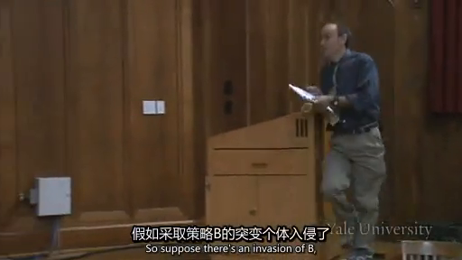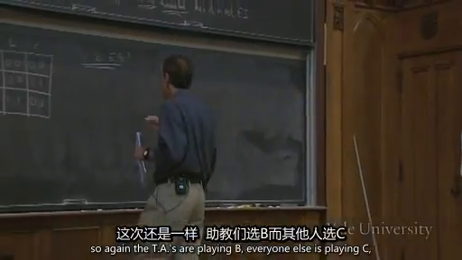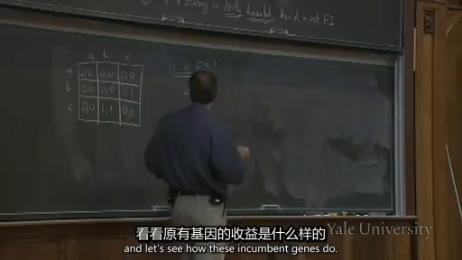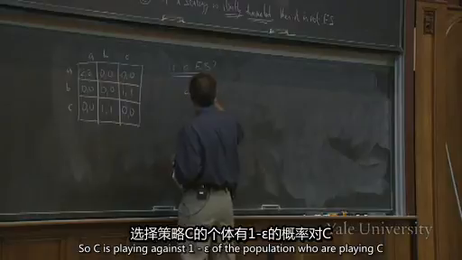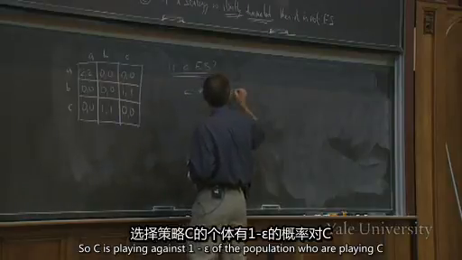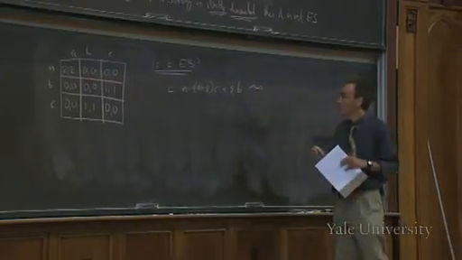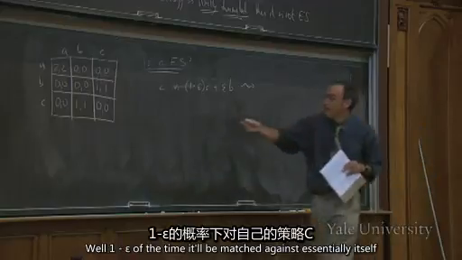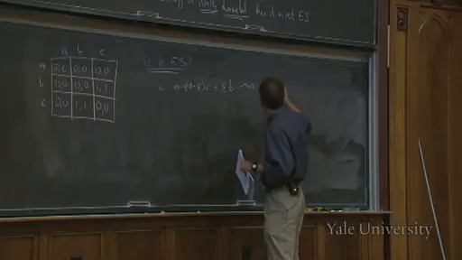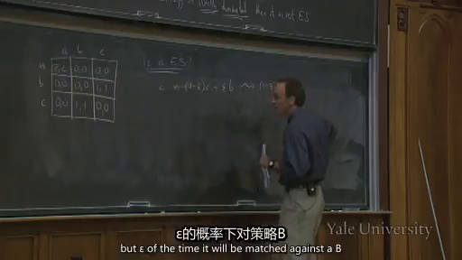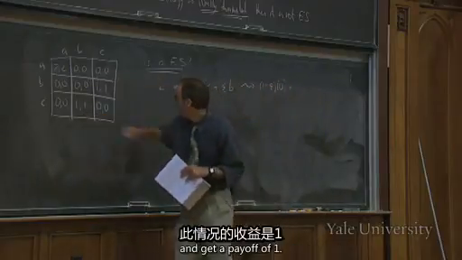So suppose there's an invasion of B. Again, the TAs are playing B, everyone else is playing C. Let's see how these incumbent genes do. C is playing against 1 minus epsilon of the population who are playing C and epsilon who are playing B. Its average payoff: 1 minus epsilon of the time, it'll be matched against essentially itself and get a payoff of 0. But epsilon of the time, it will be matched against a B and get a payoff of 1.